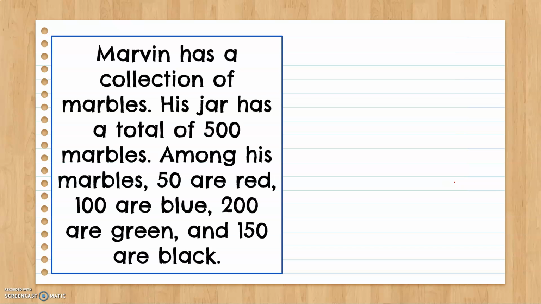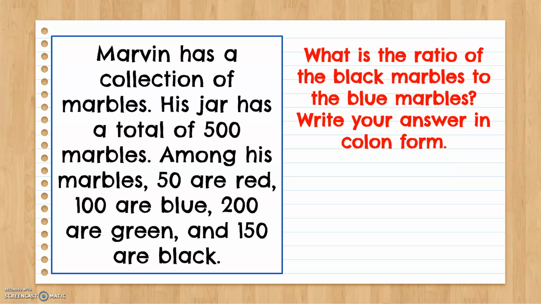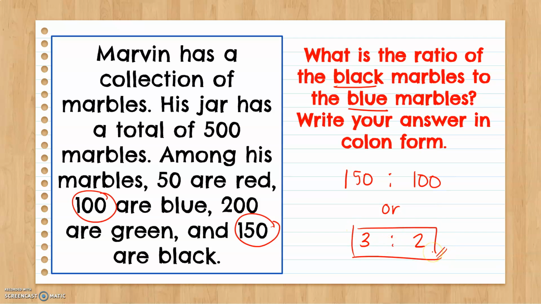Next example. Again, we are given the same situation, but this time we are asked to find the ratio of the black marbles to the blue marbles. And this time we will write our answer in colon form. So black marbles is mentioned first before the blue marbles. So let's look at the number of black marbles, that is 150, and the number of blue marbles is 100. So in colon form, we will write our answer as 150:100. But again, we have to simplify it. Both numbers are divisible by 50. So dividing them by 50, we'll have 3:2. So this will be our final answer. Next one.